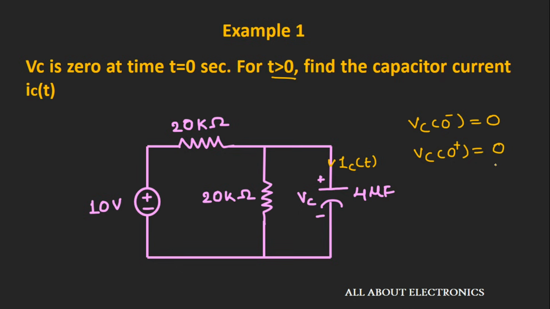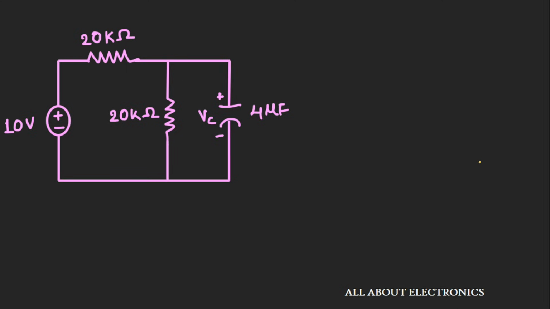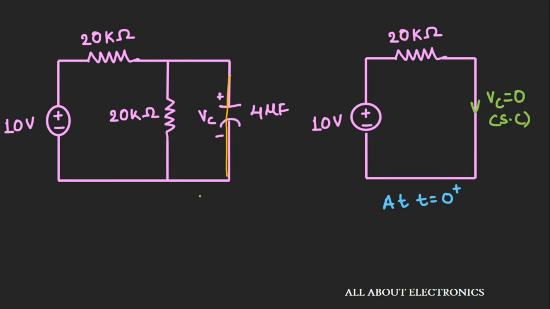So first of all, let's draw the circuit for time t equal to 0 plus. At time t equal to 0 plus, this capacitor will act as a short circuit, and as this capacitor gets shorted, this 20 kilo ohm resistor will also get short circuited. So at time t equal to 0 plus, the equivalent circuit will look like this, and hence the capacitor current IC(0 plus) can be given as 10 volt divided by 20 kilo ohm, that is nothing but 0.5 milliampere. So this is the initial current at time t equal to 0 plus, which is flowing through this capacitor.